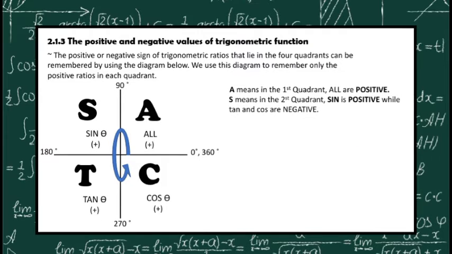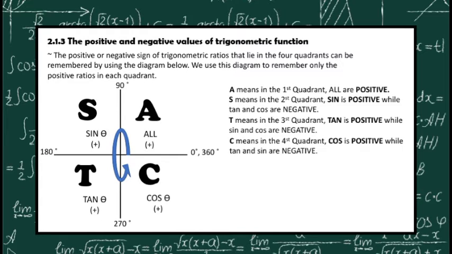S means in the second quadrant sin is positive while tan and cos are negative. T means in the third quadrant tan is positive while sin and cos are negative. C means in the fourth quadrant cos is positive while tan and sin are negative.